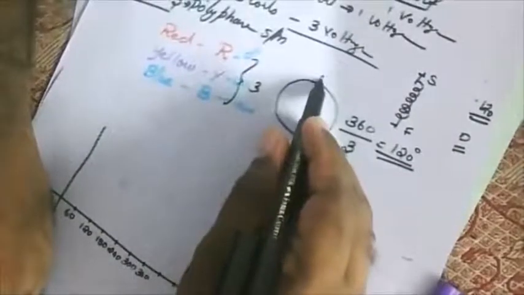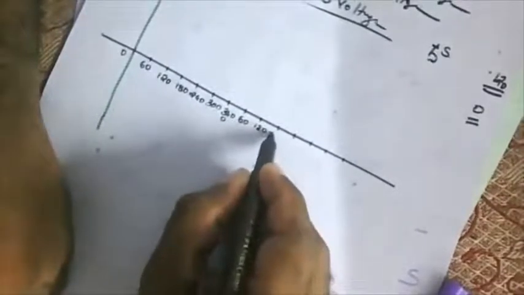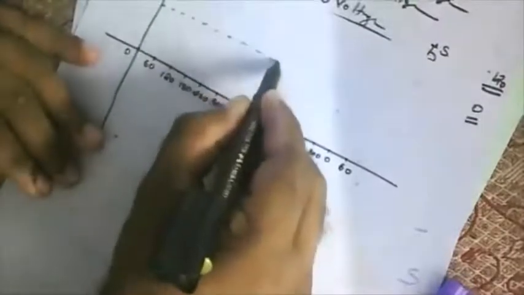This is 360. Whenever I think about a circle, 360 means when I start here and turn back to here, so 360 is 0 itself. So I'm going to replace this 360 with 0. Again 60, 120, 180, 240, 300, 0, 60. Now I'm representing the maximum values as this one.